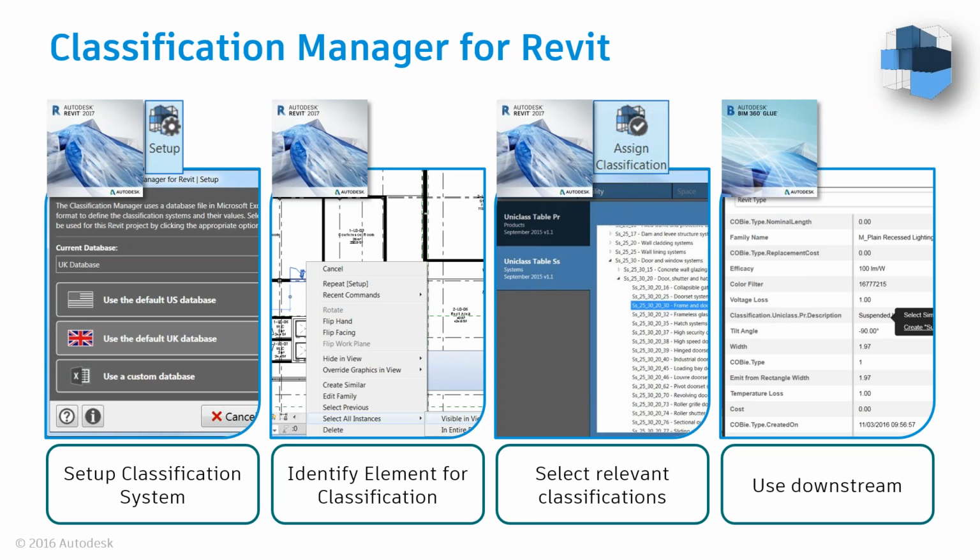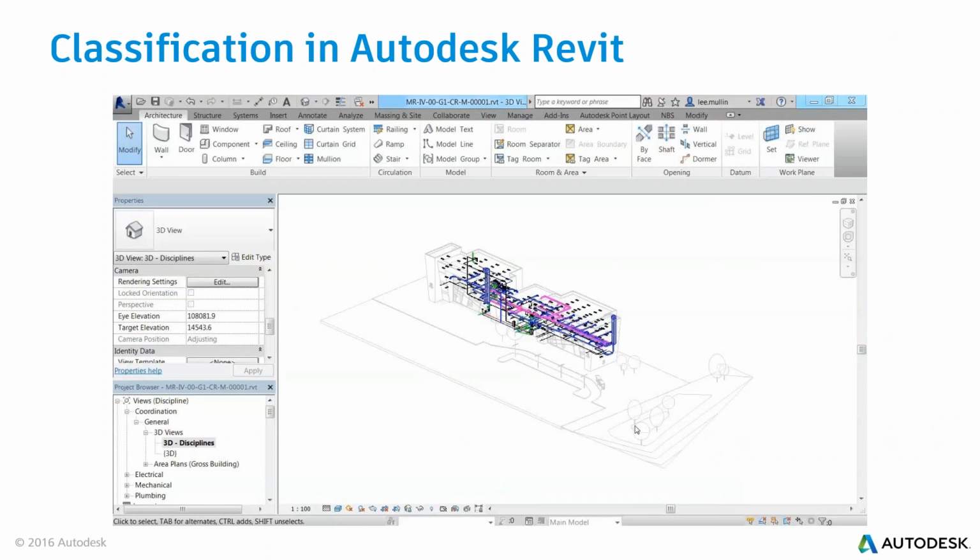Come into Revit to identify those elements for classification, assign multiple classifications, so this could be for the individual products and for the systems. And then the purpose of a classification system is to allow you to have that common language that you can speak to downstream, which means that you can then identify if you have items coming from multiple different packages, which are the common elements.